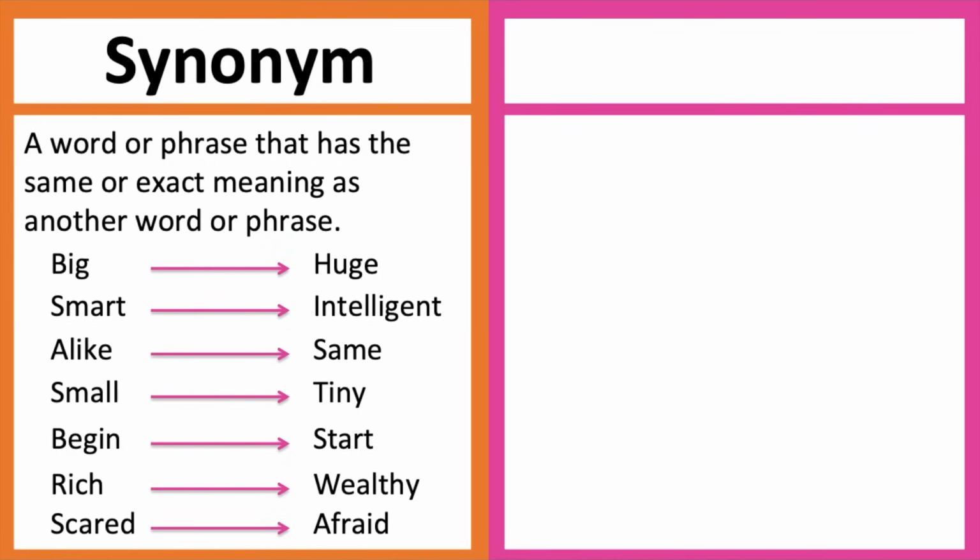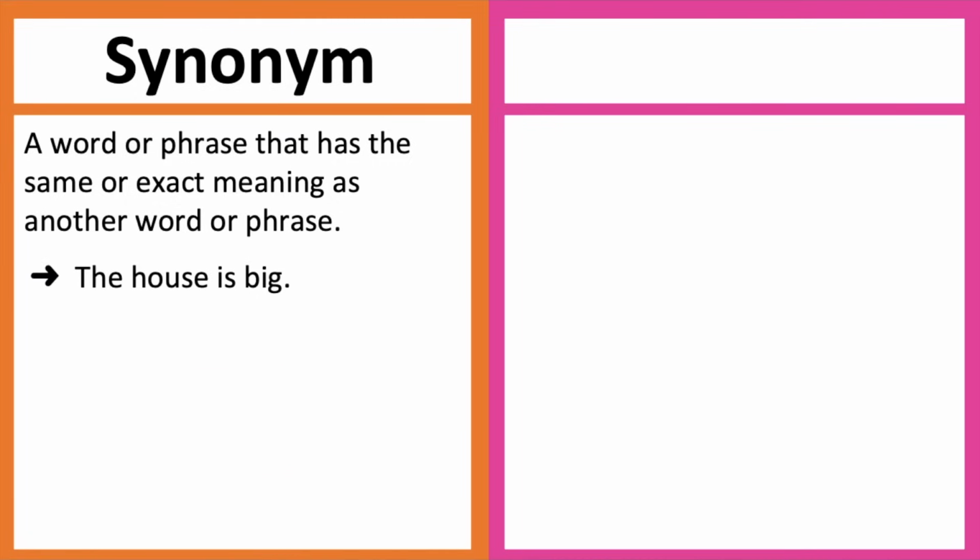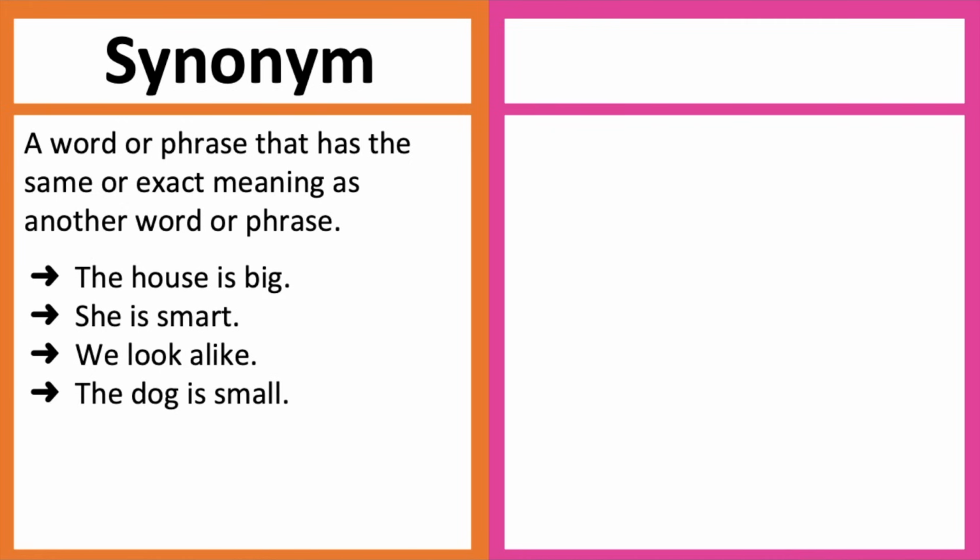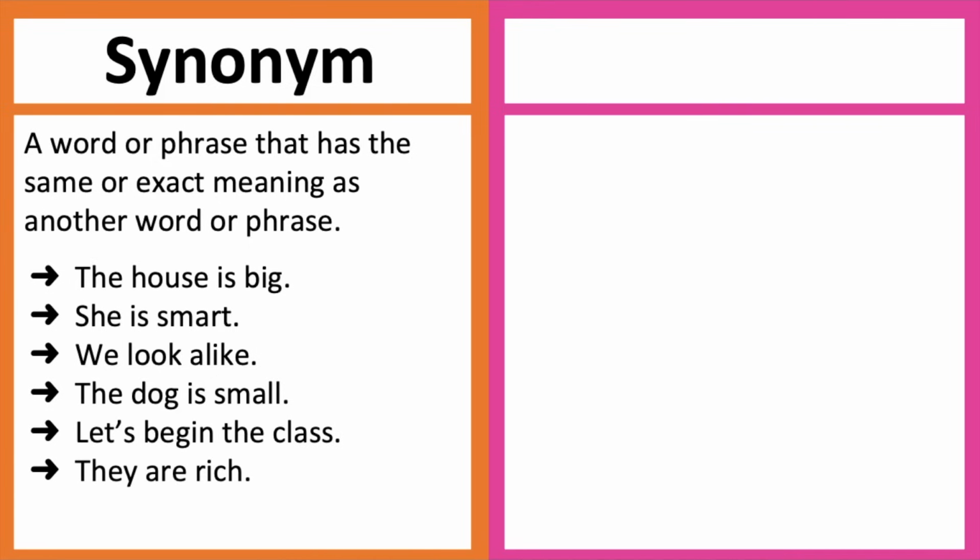Now let's look at some example sentences. The house is big. She is smart. We look alike. The dog is small. Let's begin the class. They are rich. I'm scared of spiders.